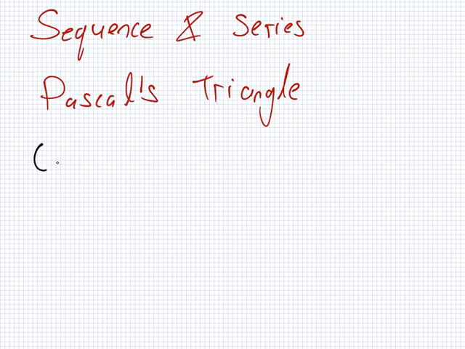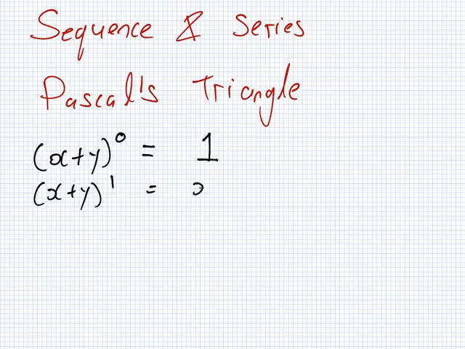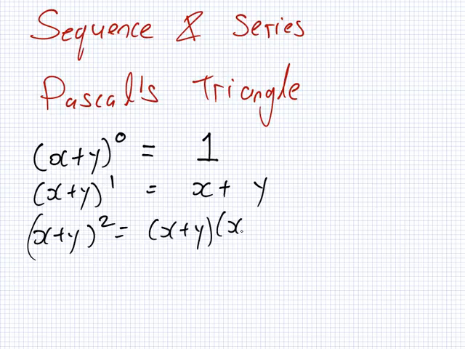Okay, so let's take something like (x + y) power 0. I'm sure some people know this. When you have a power 0 here, the answer will be 1. And (x + y) power 1 is just x plus y. (x + y) squared is (x + y) times (x + y), which will work out to be x squared plus 2xy plus y squared when you multiply it out.